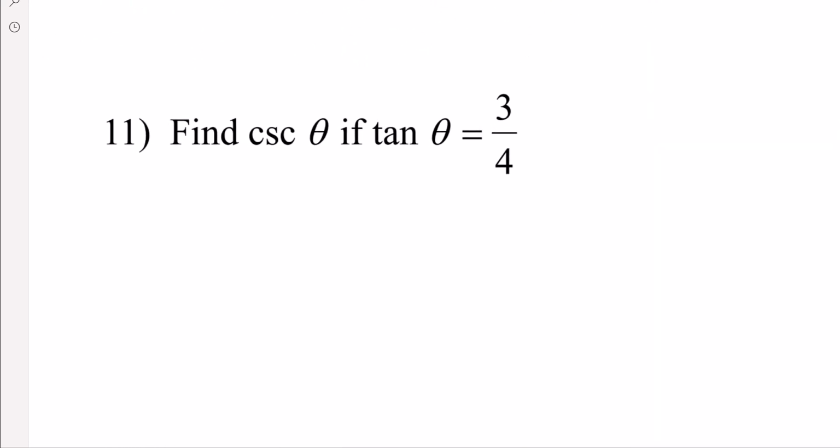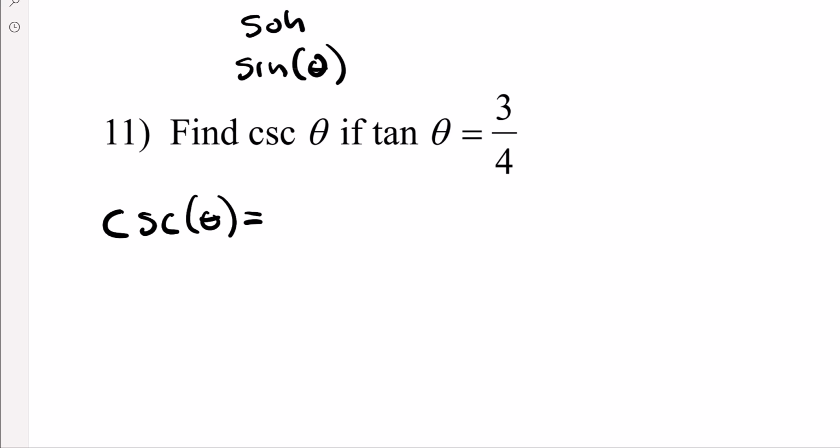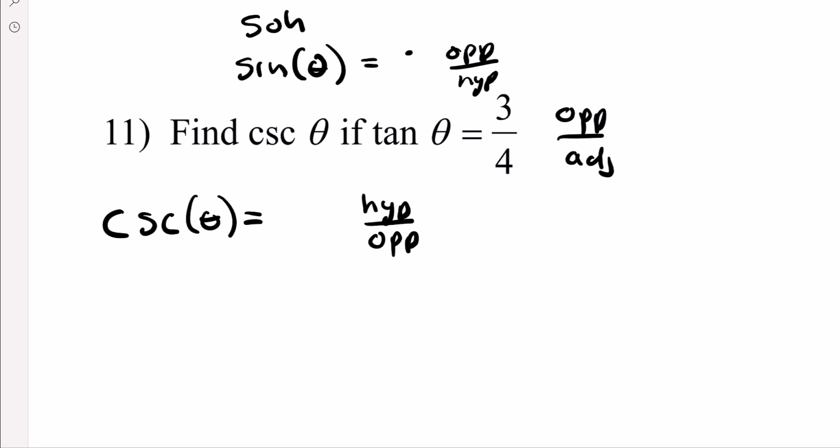So we need to find cosecant. Cosecant is the reciprocal of sine, opposite over hypotenuse. Cosecant then is hypotenuse over opposite. And tangent is opposite over adjacent. So we right away put 3 there. And then opposite is B, adjacent is A.